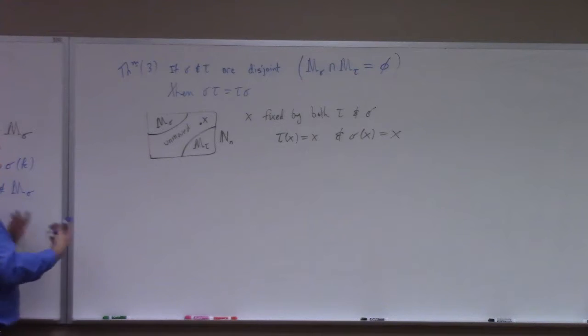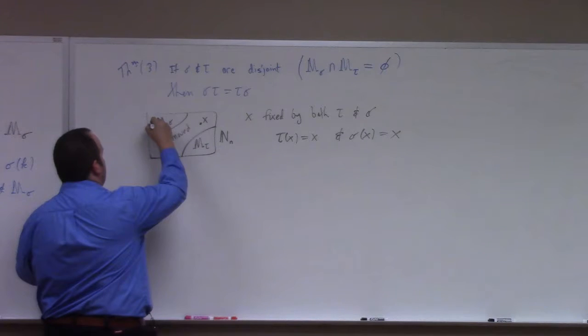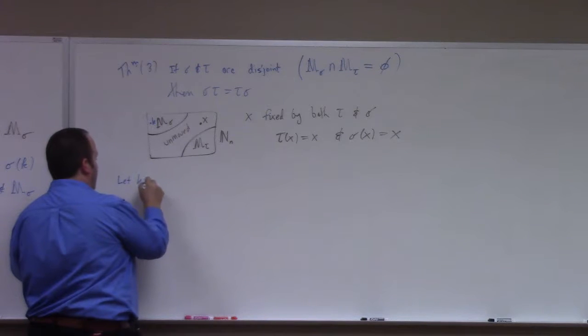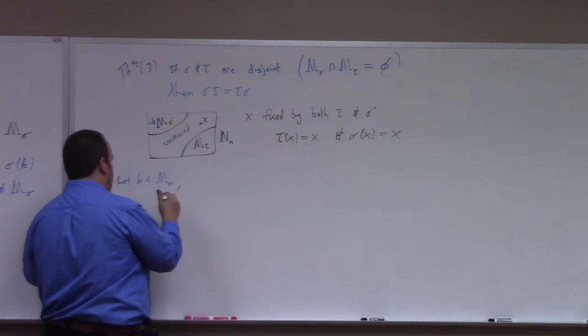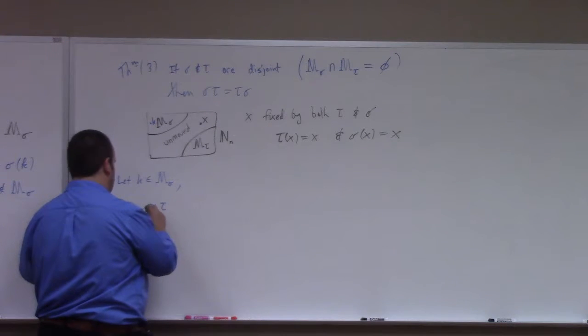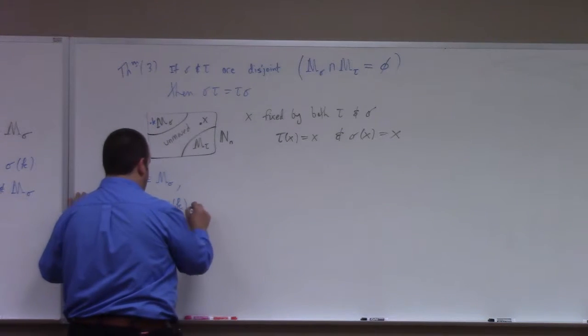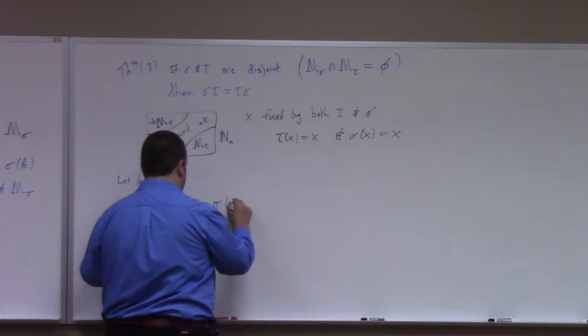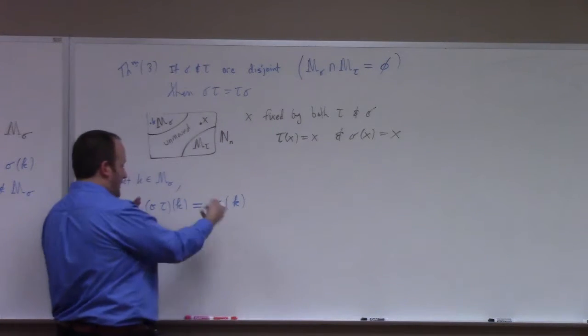So the proof that these permutations commute is just done case-wise. So let's pick k. Let k be an element of the set moved by sigma, and consider sigma tau acting on k. What can we say? What does tau do to k? It's fixed, right? So tau of k is k. So that works out to sigma of k.